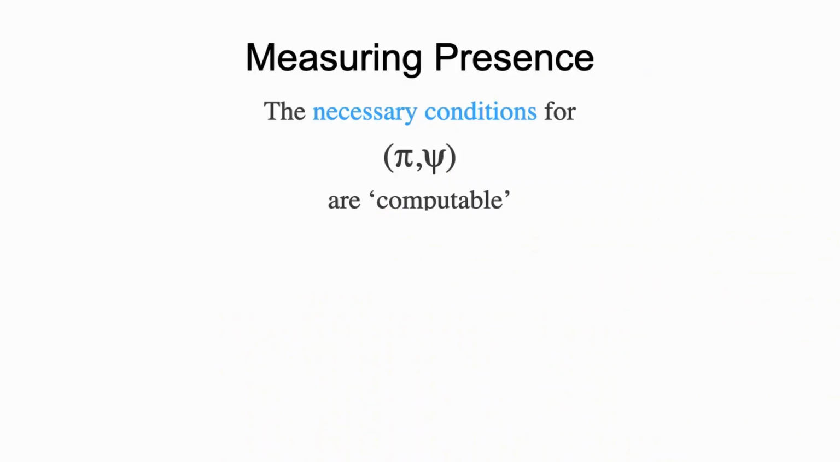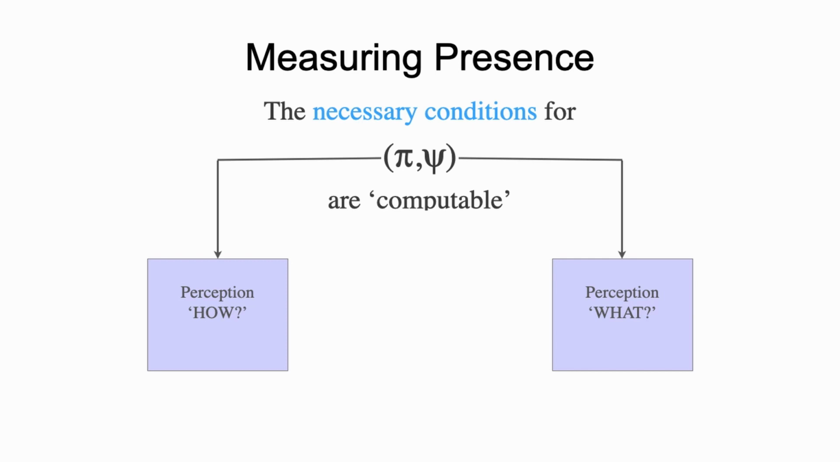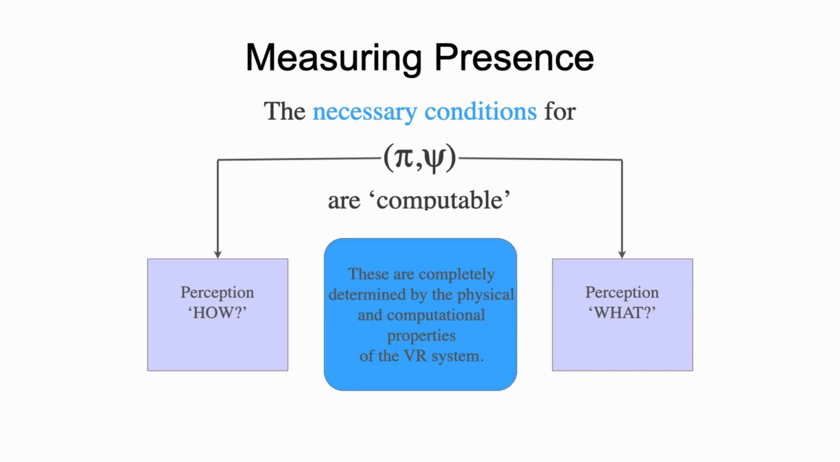So now I'm going to talk about measurement. What are the necessary conditions for place illusion, PI, and plausibility, Psi? They're completely computable. As I said, PI is how you perceive, and that depends on what the hardware and software of the virtual environment affords you for perception. And Psi is what you perceive, or everything that is programmed. So these are completely determined by the physical and computational properties of the VR system.